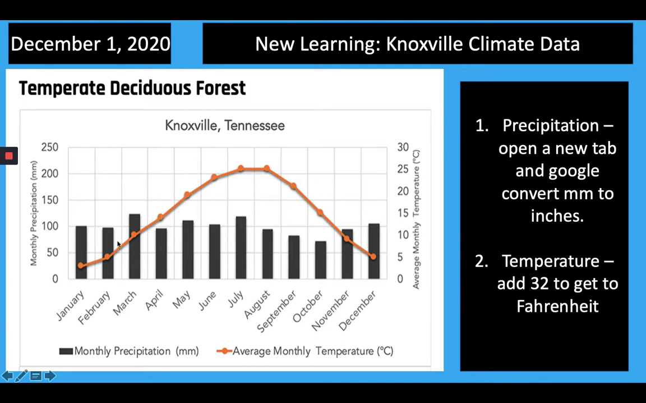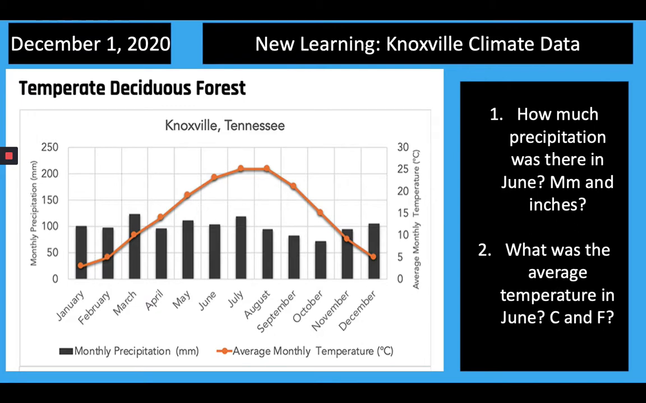Now, my average monthly temperature right here is not 40, right? Just because it's closer. That's not how this works. Average monthly temperature, this is precipitation, this is temperature. So you have to pay attention to what side you're measuring from. Okay, you have to pay attention to what side you're measuring from.